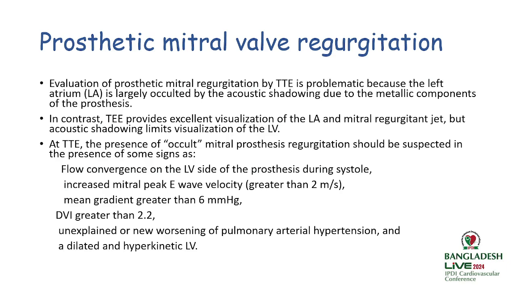We look for flow convergence on the LV side, a mitral E wave of more than 2 meters a second, a gradient of more than 6 mmHg, a DVI greater than 2.2, and otherwise unexplained new or worsening pulmonary arterial hypertension and a dilated, hyperkinetic LV.